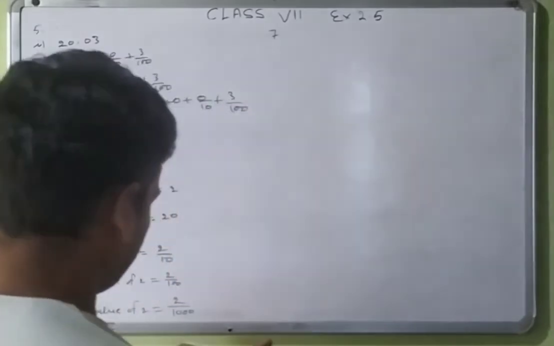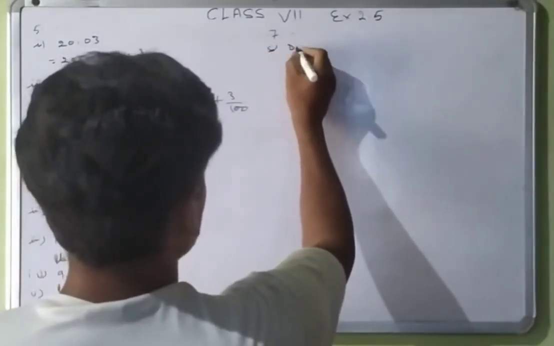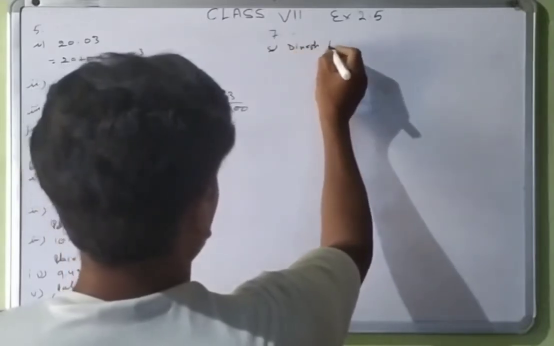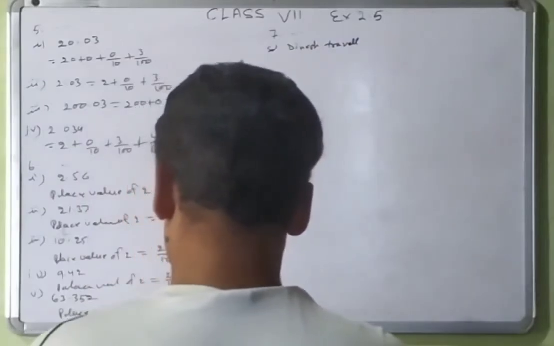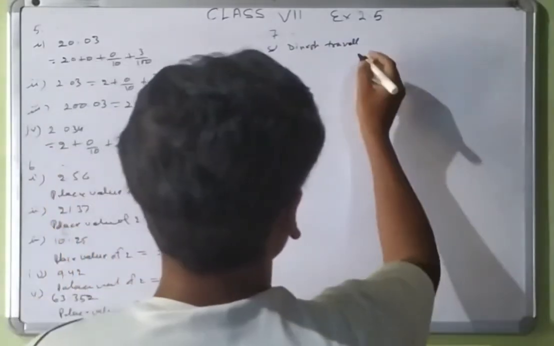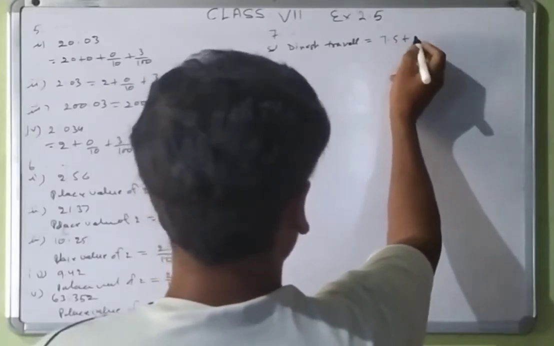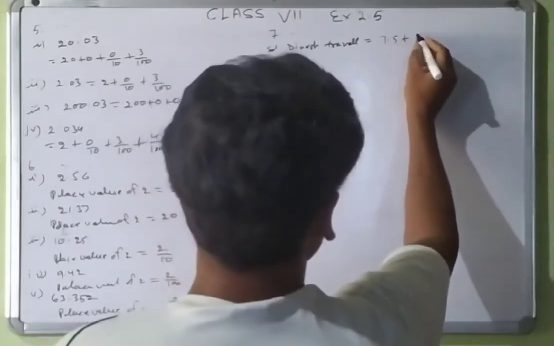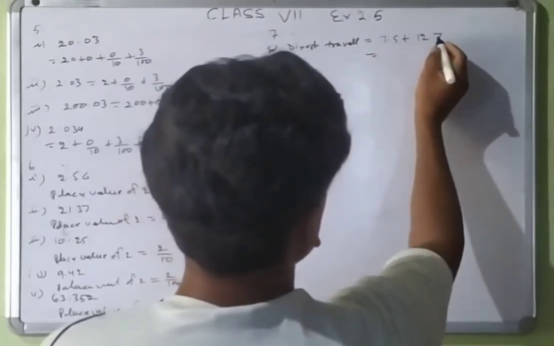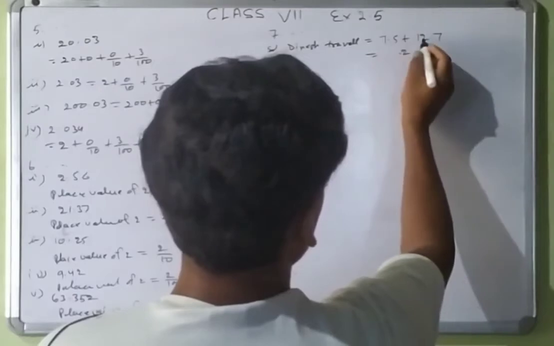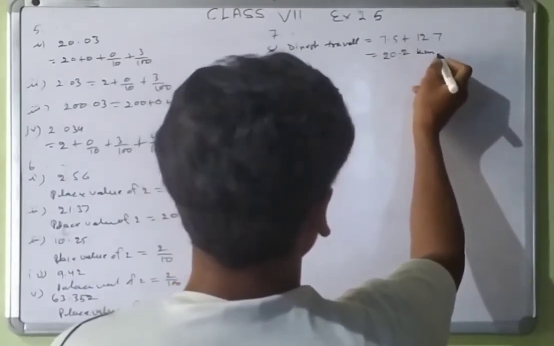So Dinesh travel is equal to 7.5 plus 12.7. 5 and 7 is 12, carry 1. 7 and 2 is 9, 1 is 10, carry 1. 1 and 1 is 2. 20.2 km.